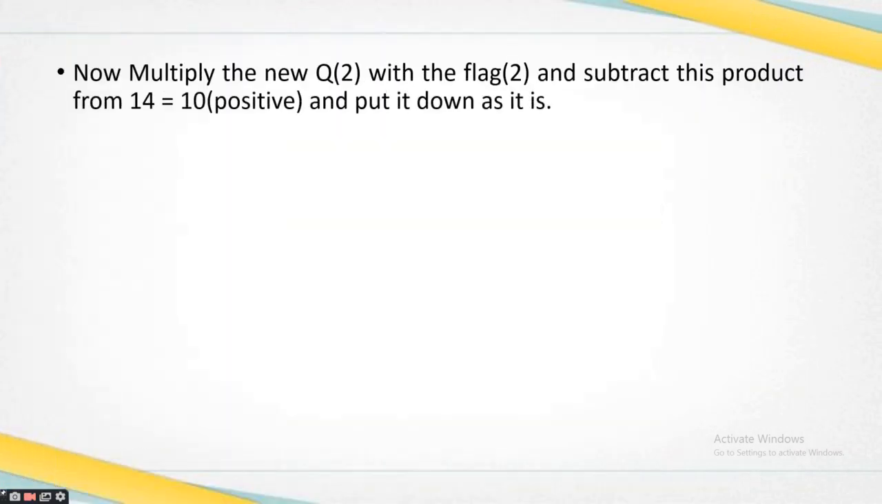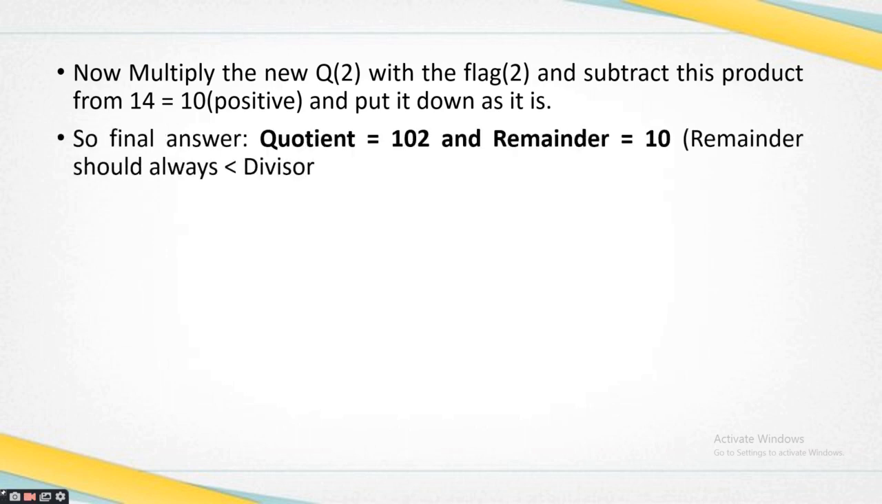Now multiply the new quotient 2 with the flag 2 and subtract that product from 14. We get the positive number, that is 10, and put it down as it is. So the final answer we get is quotient 102 and the remainder is 10. Here the remainder should always be less than the divisor. And next we're gonna solve the 2-digit flag.